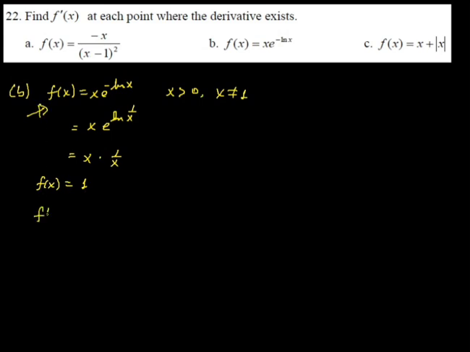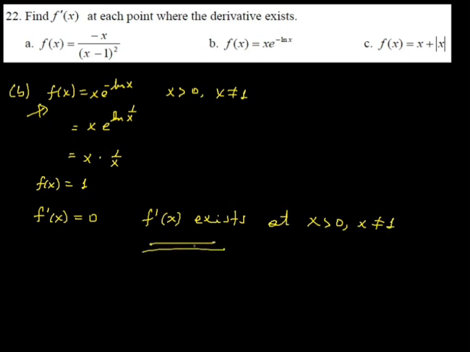So its derivative becomes 0. So f derivative at x exists everywhere except where the function is undefined. f derivative exists at x greater than 0 and different from 1. From the very beginning, x can't be a negative number, x can't be 1. So f derivative exists at these values of x.